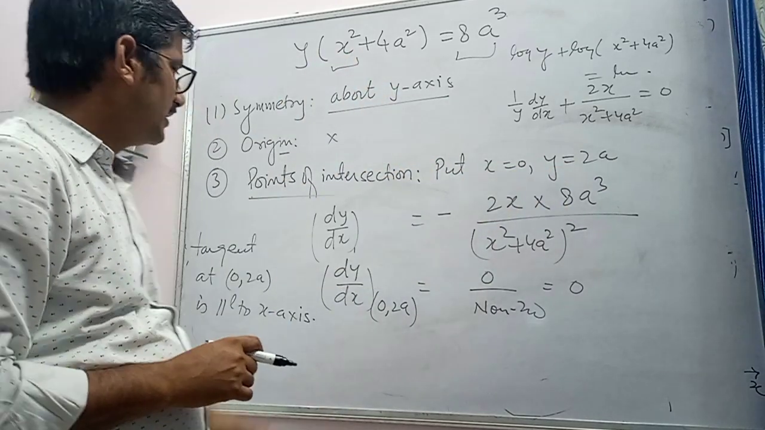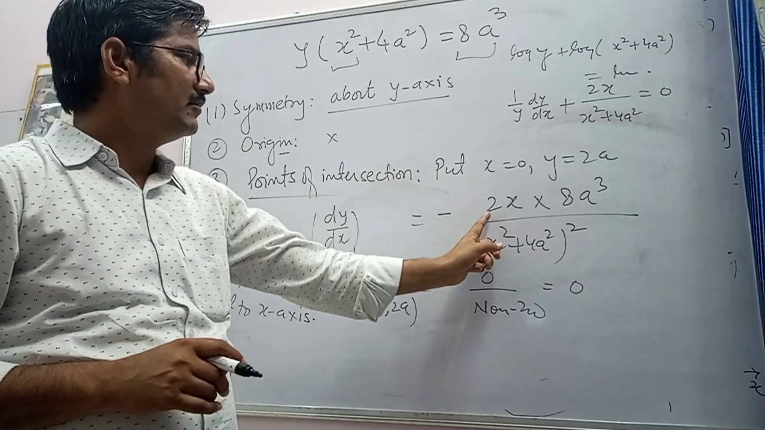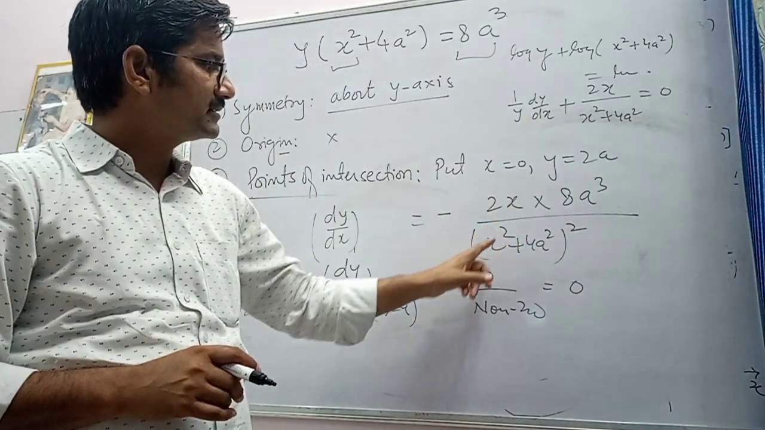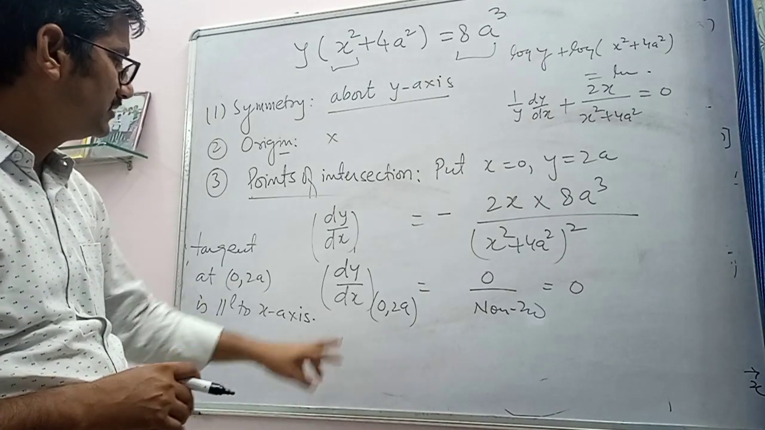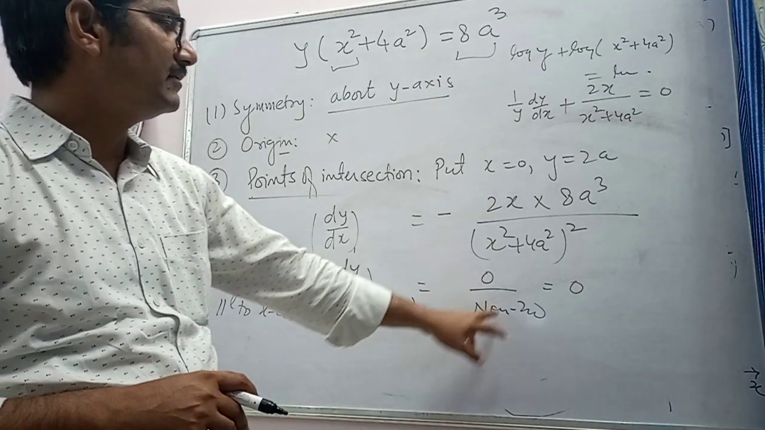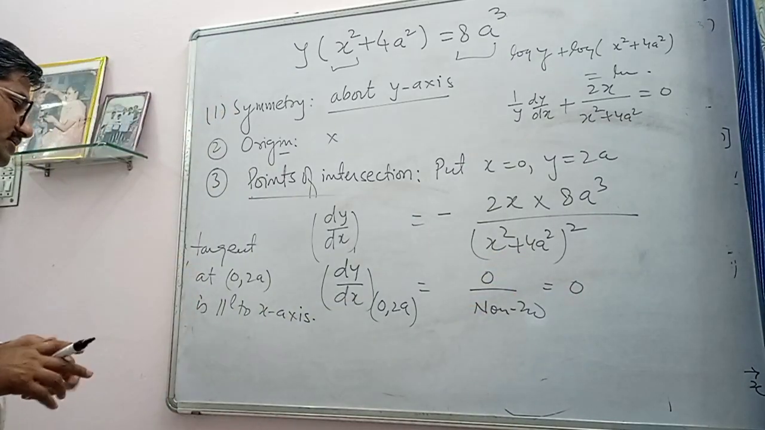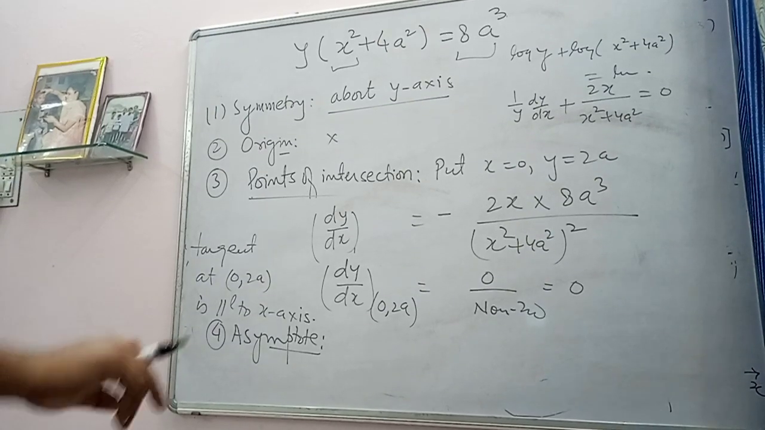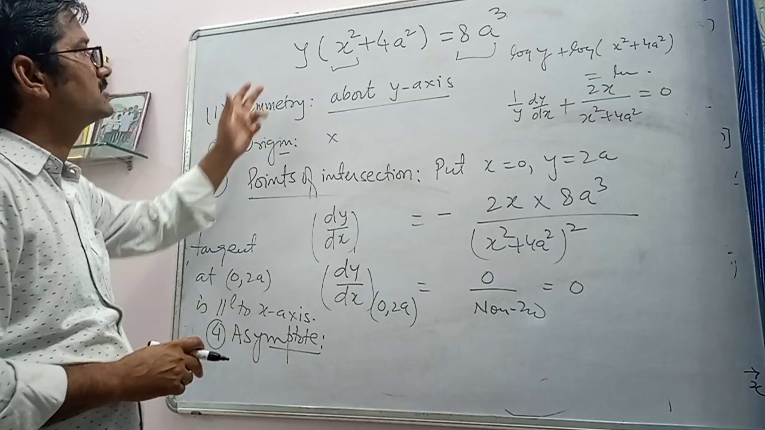And dy by dx for this curve is minus 16a cube into x divided by the whole square of x square plus 4a square. So dy by dx at this point 0, 2a, this is equal to 0 upon non-zero, so it is 0. It means the tangent at 0, 2a is parallel to the x-axis. So the next point is asymptote. We have to find all the asymptotes of this curve.